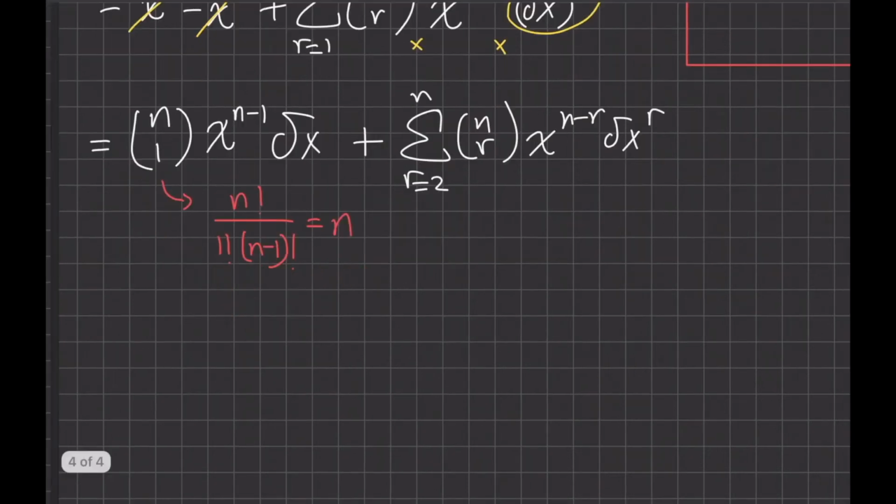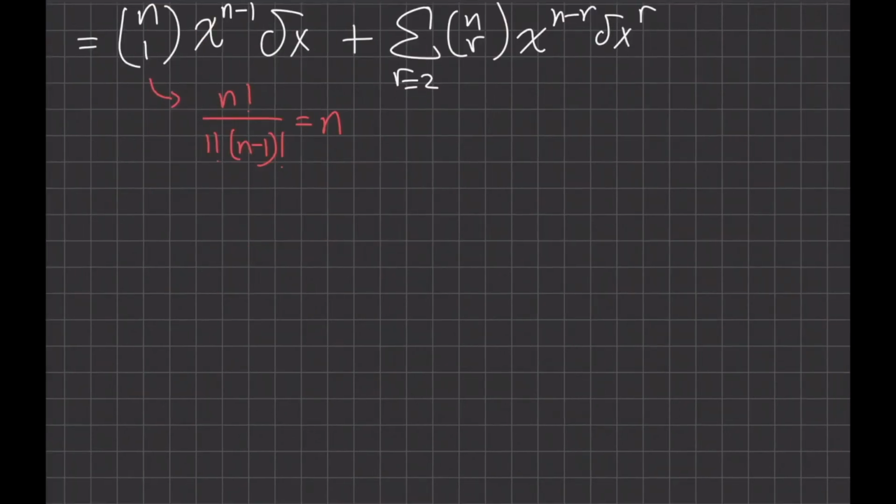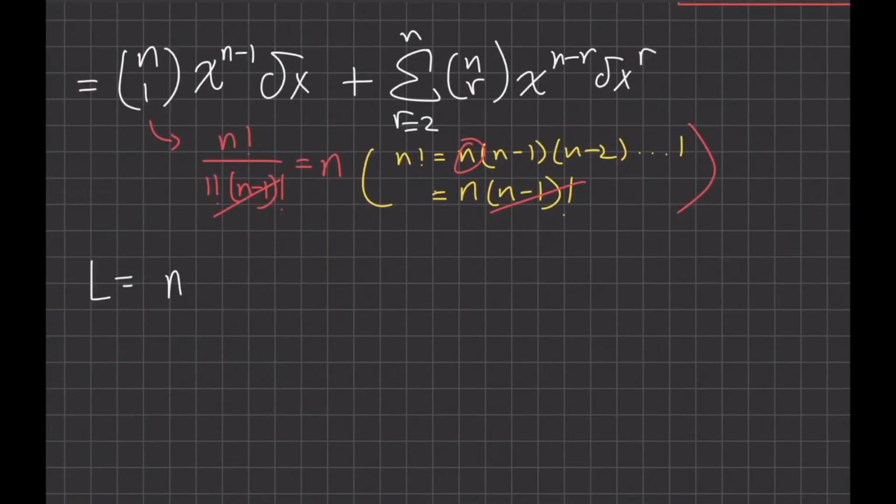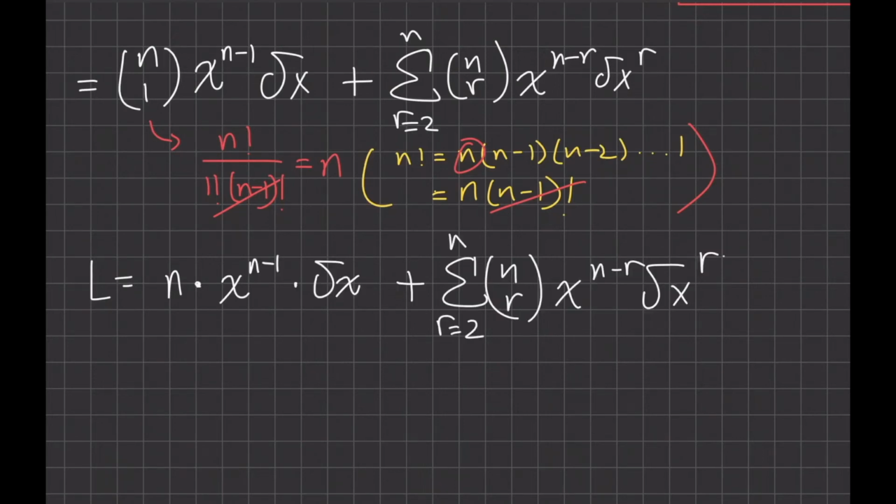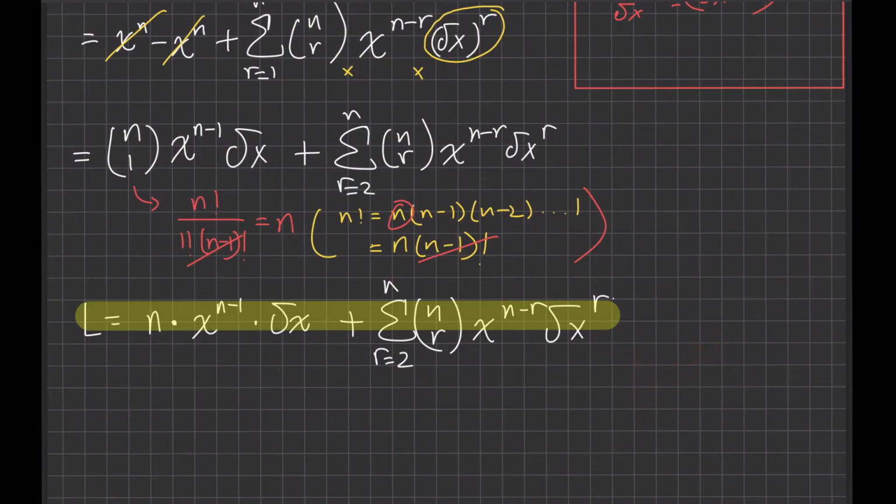And that's mainly because if you expand this, so if we write n factorial is equal to n into n minus 1 into n minus 2 all the way up to 1, we're basically saying that n factorial is equal to n into n minus 1 factorial. So therefore we can cancel this out with this and we're just left with the value n. So we know that L is equal to n multiplied by x to the power n minus 1 times some delta x. So here now we have an expression for L, and this is our final value of L.